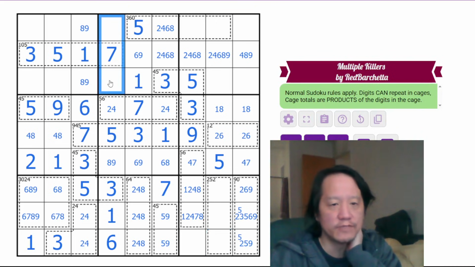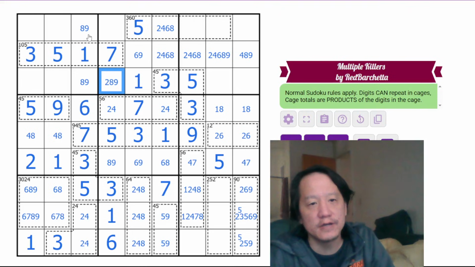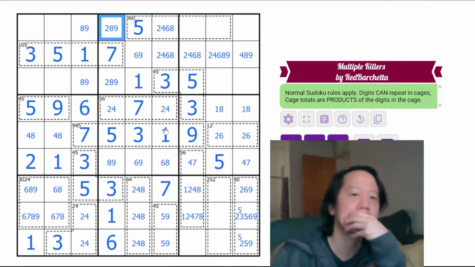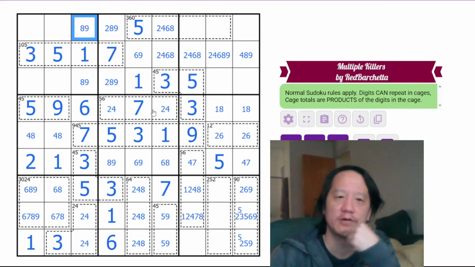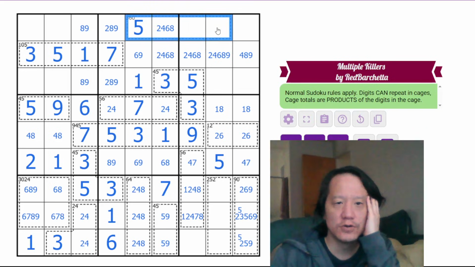Remaining digits in column 4 are 2, 4, 8, and 9. Okay, so this cannot be 1, 8, and 9 to multiply to 360, because that would eliminate all possibilities for that cell there. So it multiplies to 72 without 8 and 9. So I think it has to be 3, 4, and 6.